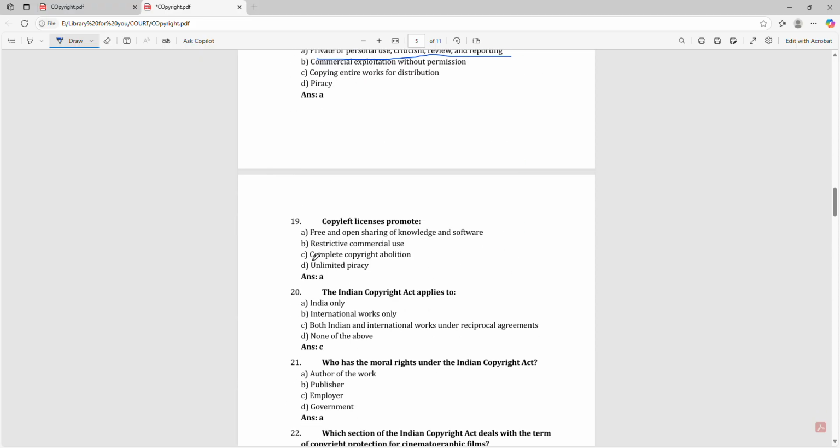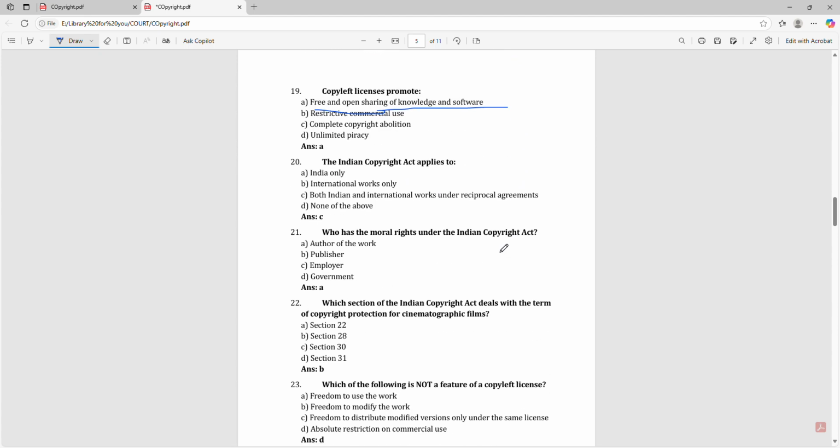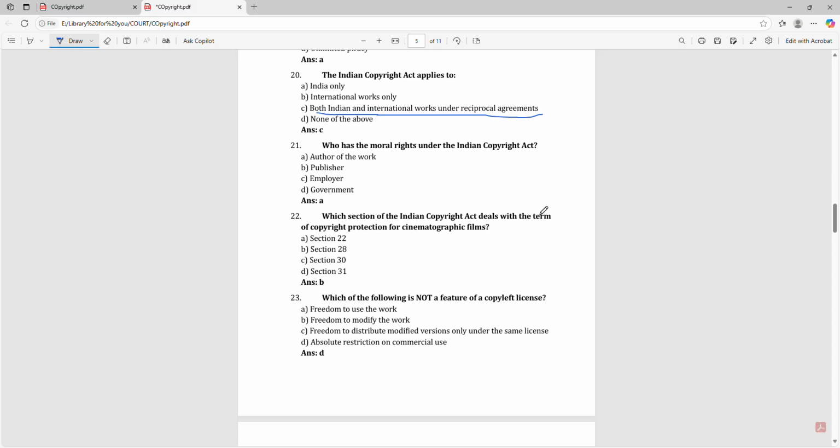Copyleft license promotes free and open sharing of knowledge and software. The Indian Copyright Act applies to both Indian and international work under reciprocal agreements. Who has the moral rights under the Indian Copyright Act? The author of the work.